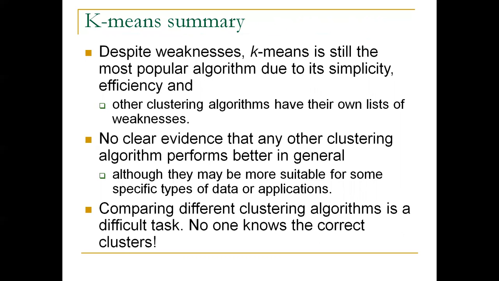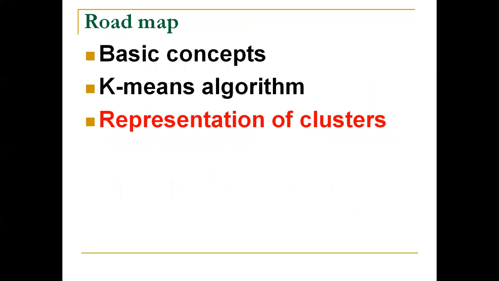The summary of K-means: despite its weaknesses, K-means is still the most popular algorithm due to its simplicity, efficiency, and ease of understanding. Other clustering algorithms have their own list of weaknesses. There is no clear evidence that any other clustering algorithm performs better in general, although they may be more suitable for some specific types of data applications. Comparing different clustering algorithms is a difficult task. No one knows the correct clusters.